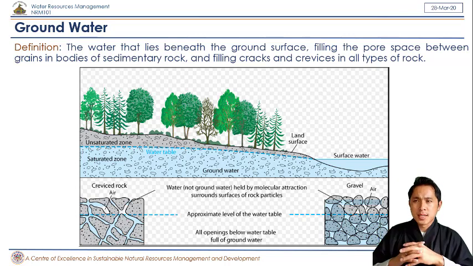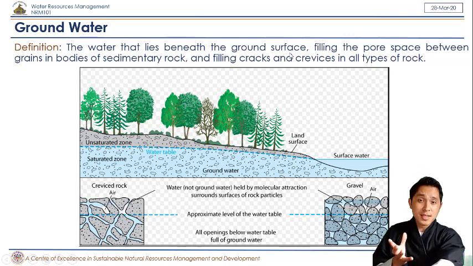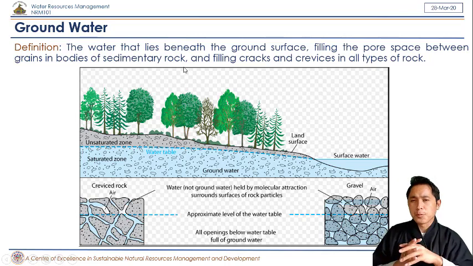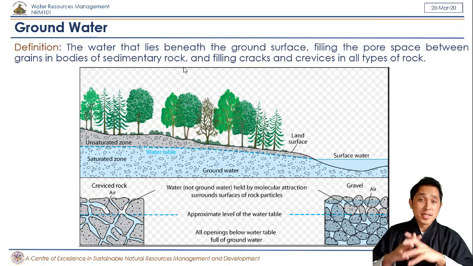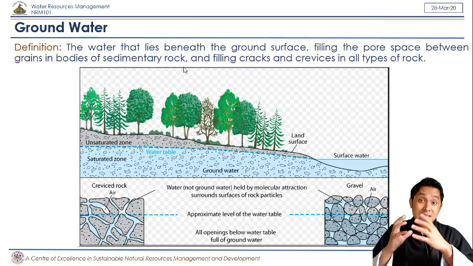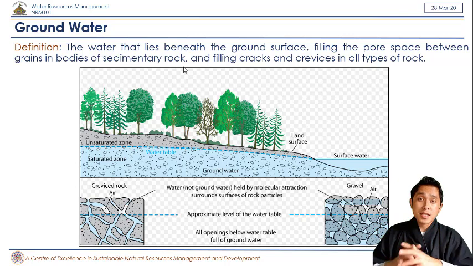So let's just read the definition together. Groundwater is the water that lies beneath the ground surface. Obviously, it's ground, so ground surface, filling the porous surface between grains and bodies of sedimentary rock, specifically sedimentary rock, because you know that sedimentary rocks are because of a process like weathering, because of the process of weathering, process of sedimentation, the sedimentary rocks are being formed.